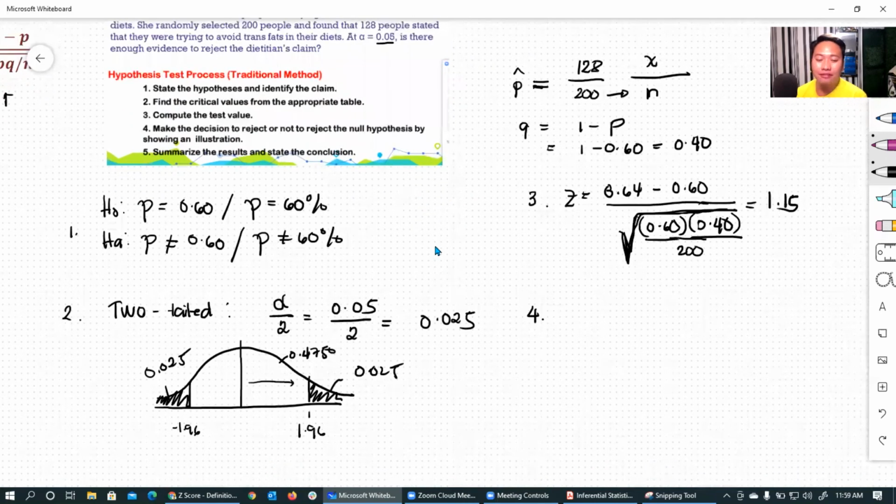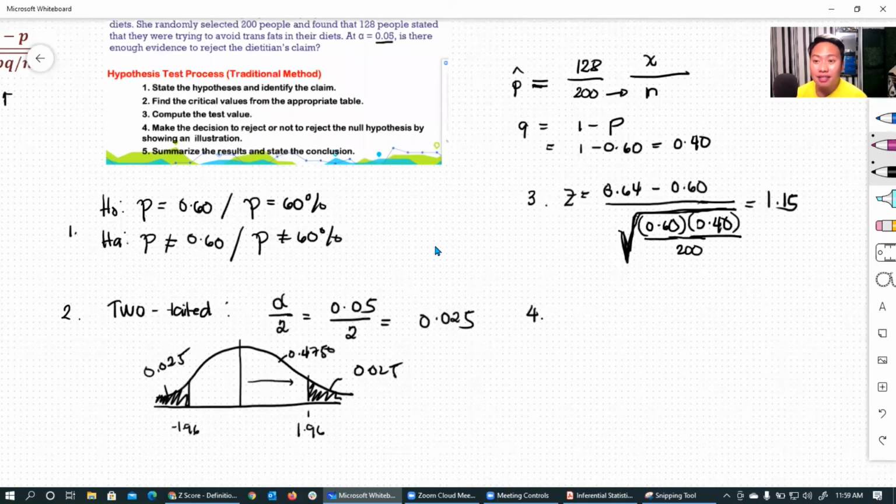We only have 1 minute left. So 1.15, where does it belong in this illustration in step 2? Shaded region or unshaded region? Or shall I say the rejection area or the acceptance area? Unshaded, or acceptance. Very good, Ricardo, Alisa, and Angela. So in other words, we accept H0 here. Same regular steps, guys, only the formula used is different. Clear?